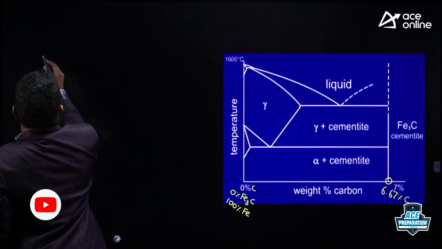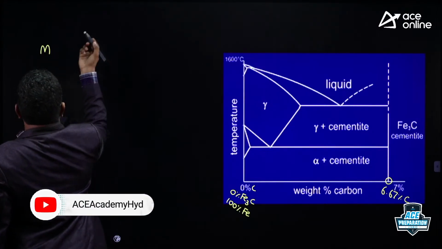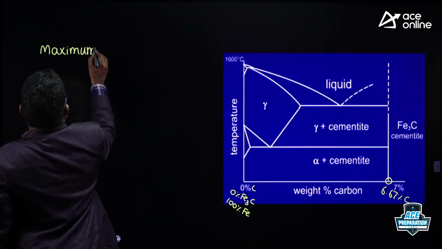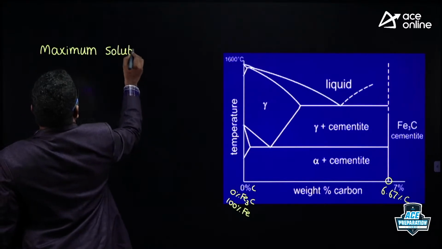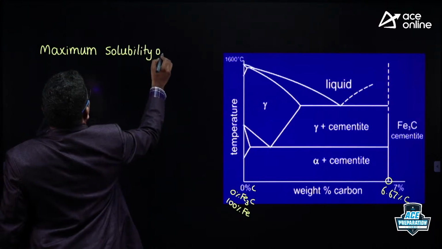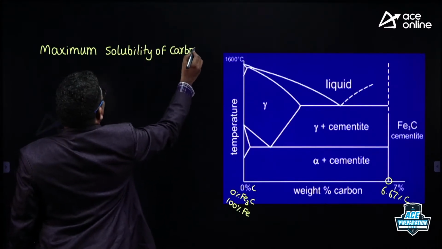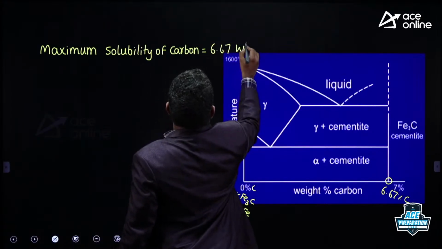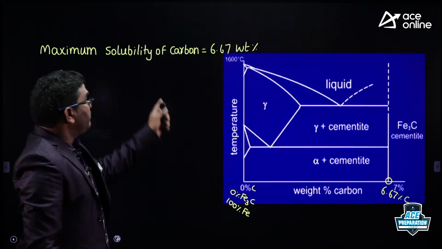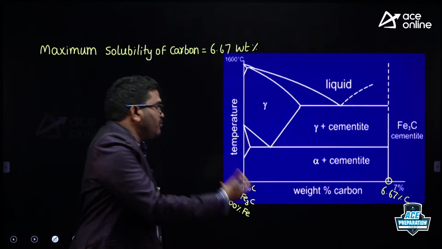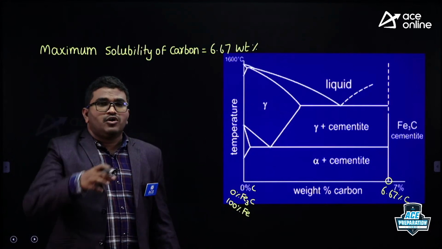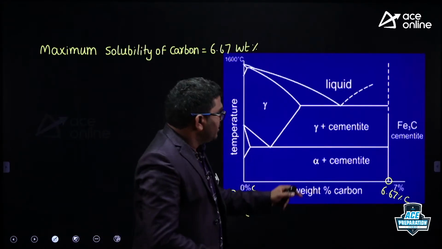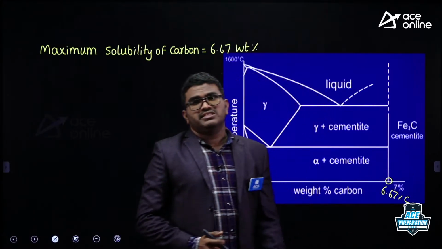Okay. Remember, the maximum solubility of carbon in iron is 6.67 weight percentage. Very, very important. In case we add carbon more than 6.67, the carbon atoms are going to occupy the surface of cementite as graphite. That is why we should not consider more than 6.67.